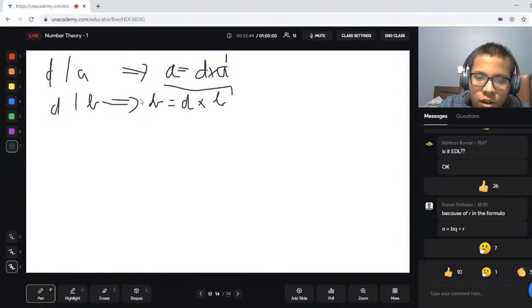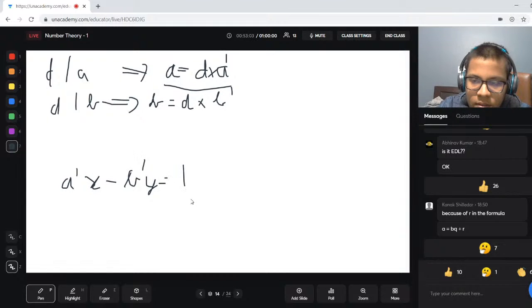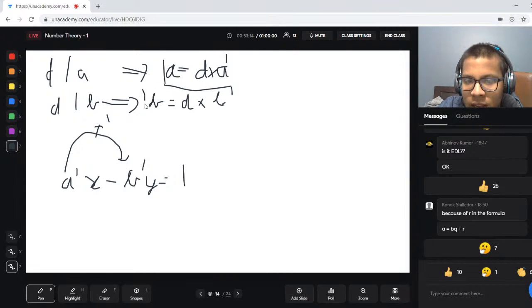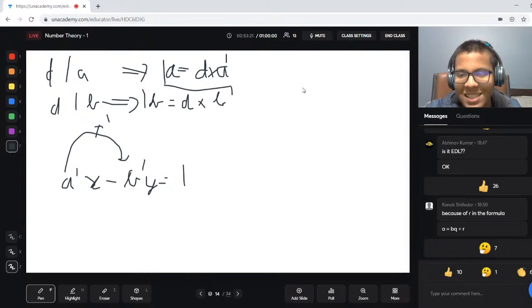So remove the D from both sides. Now I'm trying to prove that there exist X and Y such that A prime X minus B prime Y is equal to 1. Now observe that A prime and B prime must have GCD 1, because if some number divides both of them, then it will also divide A and B, which will mean we'll have found a bigger GCD than the GCD, which is impossible.